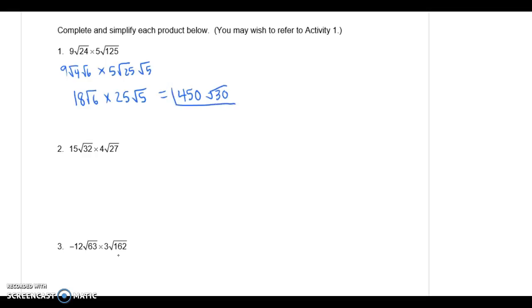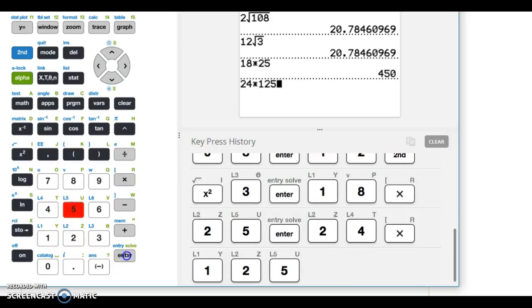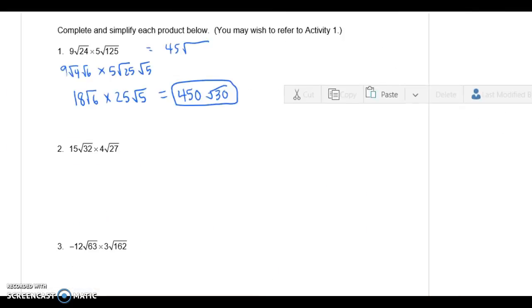That is simplified. So the alternative to this was to take 9 times 5 and multiply those right now. It gives you 45. And then take 24 times 125. I want to say that's 3,000. I'm right, it's 3,000. And then simplify from there. So then we'd have to find factors of 3,000 that are perfect squares. I think that's a little bit challenging to do.